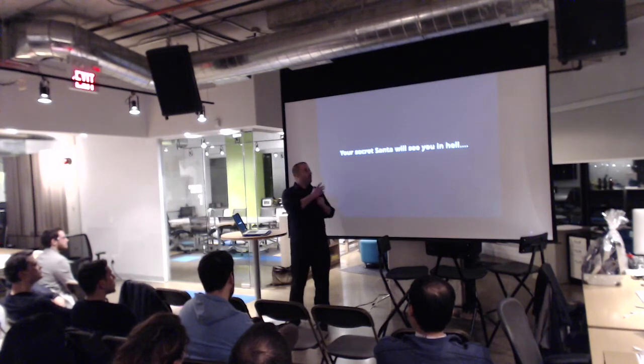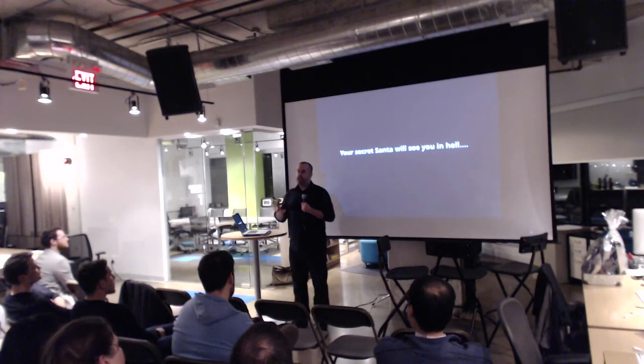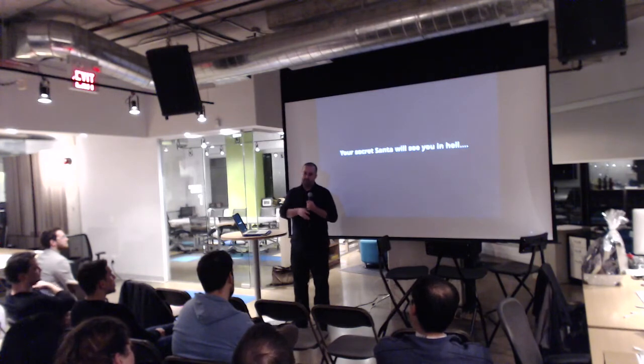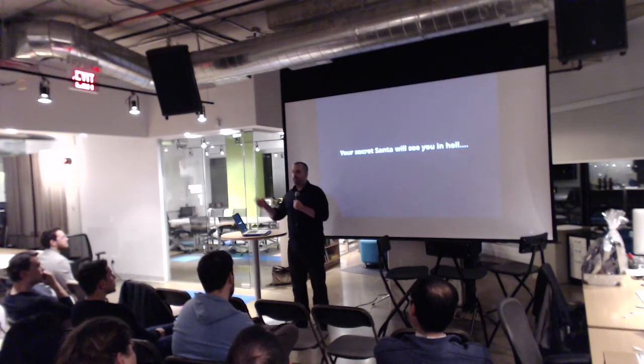So I've decided to do a representation of what a display page for a child's Secret Santa list would look like when it has to access multiple APIs, because all the things she wants aren't available in one place. Some of them on Amazon, Toys R Us, Mastermind, Best Buy, you name it.